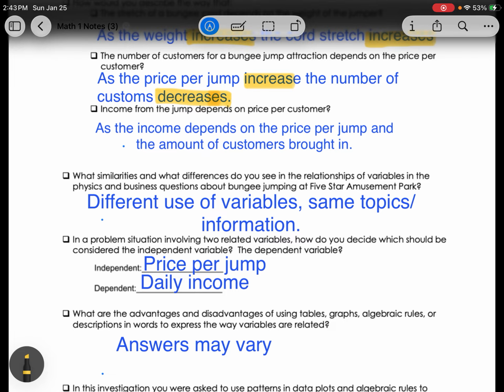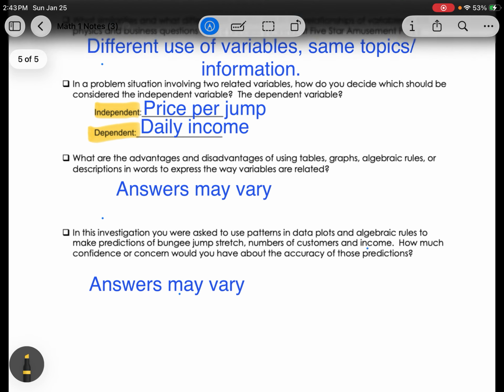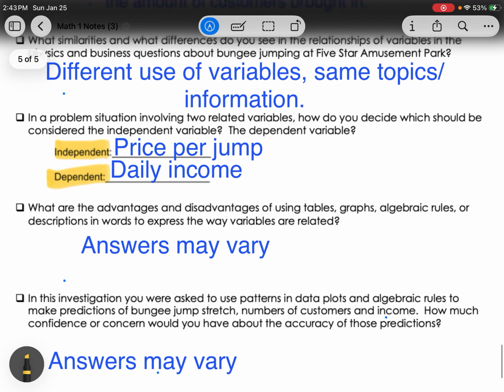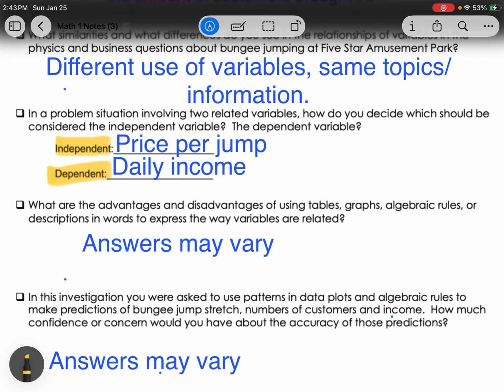And then if we continue, this is just asking us for our independent and dependent. Where our price per jump depends on our daily income. Our answers may vary. I can't control your thoughts. This is something for you to answer in your summaries: what are the advantages and disadvantages of using tables, graphs, algebraic rules, or descriptions of words.